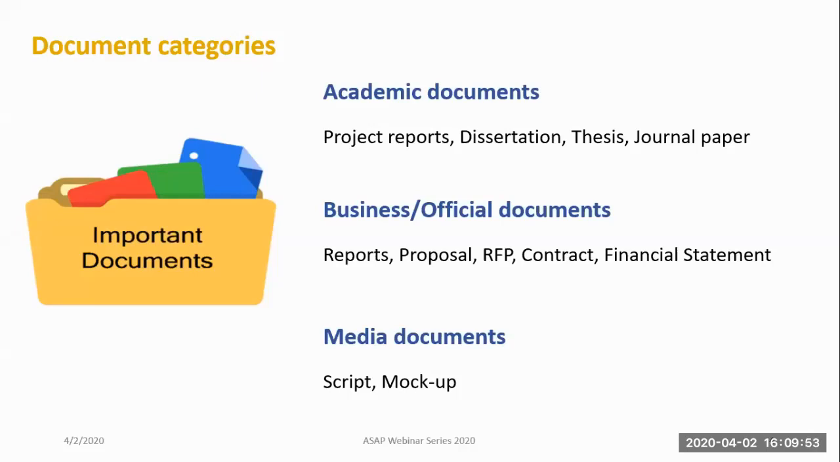Now, when it comes to business or official activities, we write reports, official reports, proposals. RFP is a short form for request for proposal. When we ask someone to submit a proposal, we float what is called an RFP. That is a jargon. And contracts and financial statements are also other types of business documents.